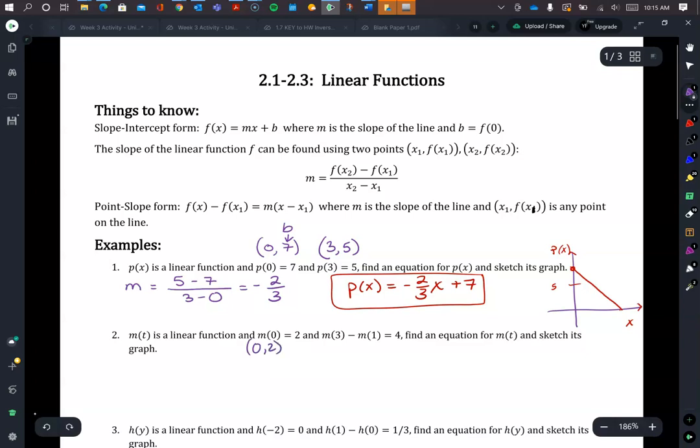So that's nice. I have the y-intercept. But here, this looks pretty different. I am not given just a point. I'm given the difference in the y's. So it's telling me the difference in the y's is 4. So m of 3 minus m of 1 is 4.